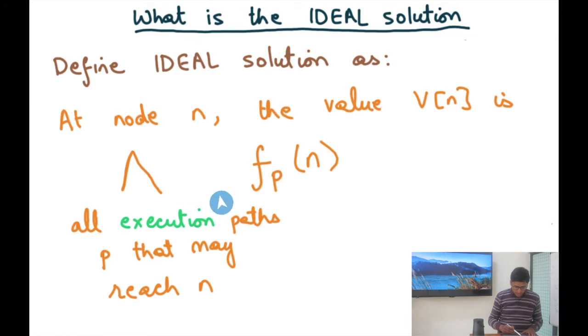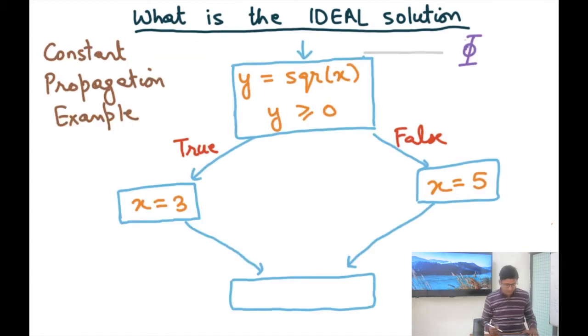Notice that the word execution here is important. So we are only interested in those paths that can potentially be executed. If there are some paths that may not be executed, we are not interested in capturing them. This is the best possible answer that I can expect with a given transfer function for every node and for a given meet operator. All right. Now, I'm going to call this the ideal solution. So let's try to understand the ideal solution with an example.